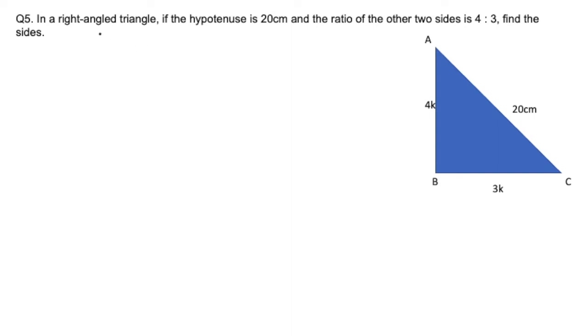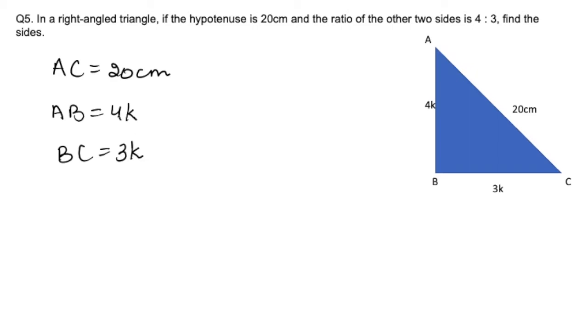In question 5, in a right angle triangle, the value of hypotenuse is given as 20 centimeters, which we have represented with the help of AC in this case. Also, you are given the ratio of the other two sides, that is 4:3. We are supposed to find the value of AB and BC. So let us suppose the value of AB is 4K because it is given in the form of ratio, and let us suppose the value of BC is 3K.